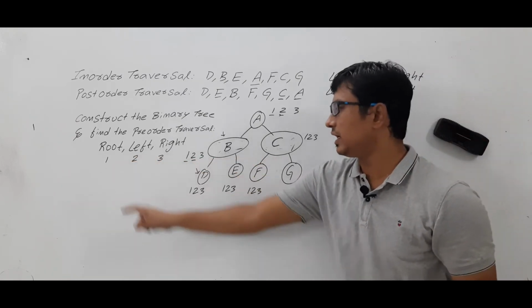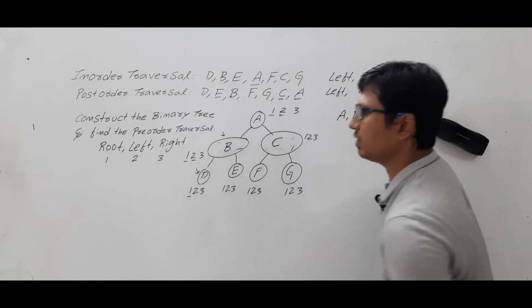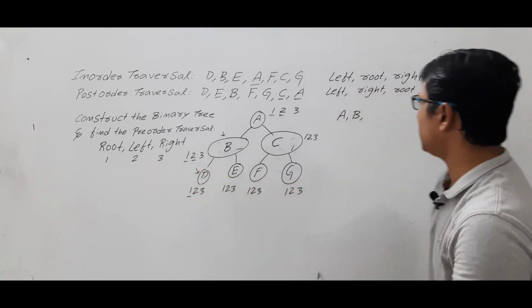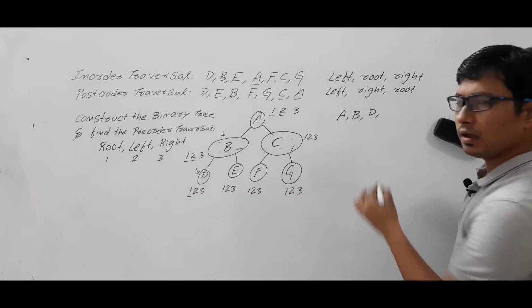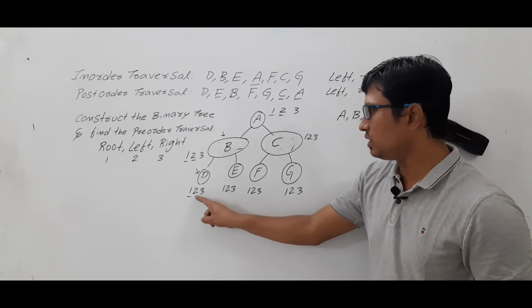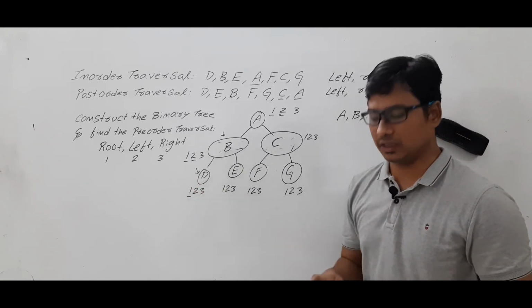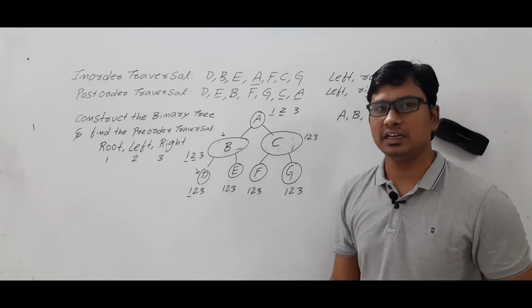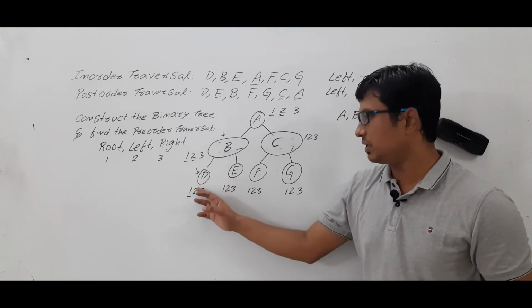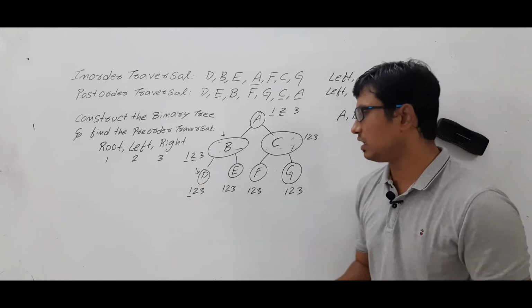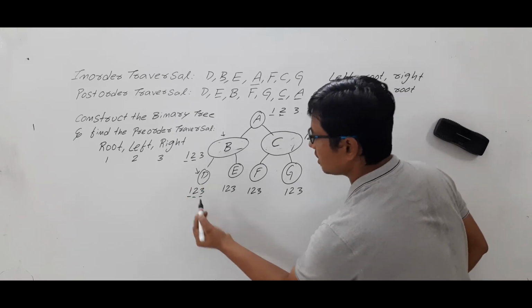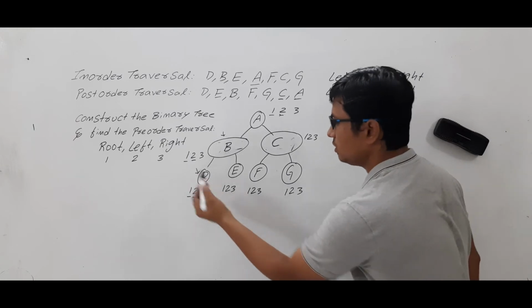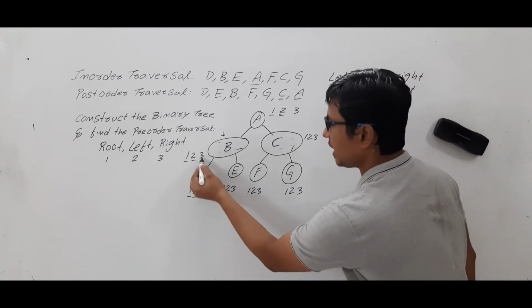So again here you need to execute step 1. What is it? Display the value. So D. Are you able to understand? Then step 2 is what? Visit the left subtree. As D is a leaf node, it does not have a left subtree and it does not have a right subtree. Am I right or wrong? So which is null. So this will return null. No problem, so you will come back here.